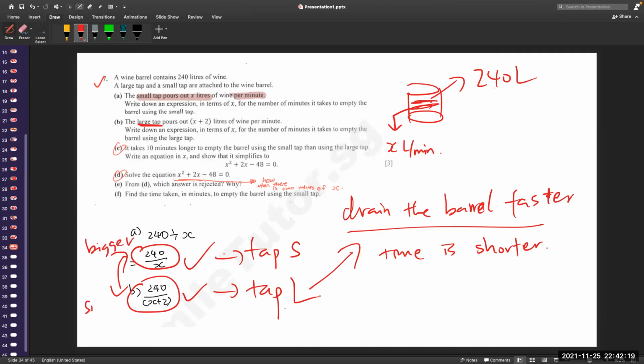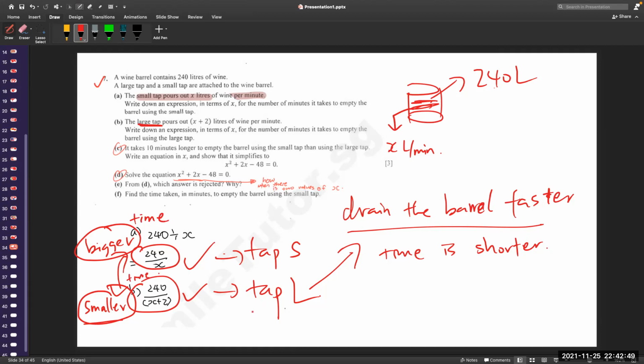Then this is smaller, because the time is shorter, so the time has to be smaller, right? So therefore, they say it takes 10 minutes longer to empty. So that means, how do you form an equation? You need to take the bigger time minus the smaller time.